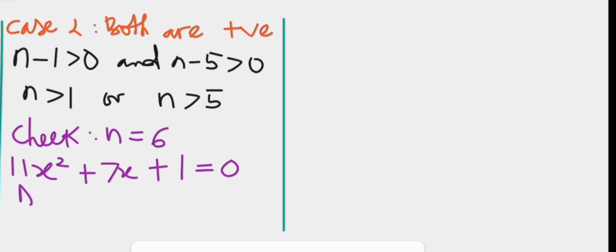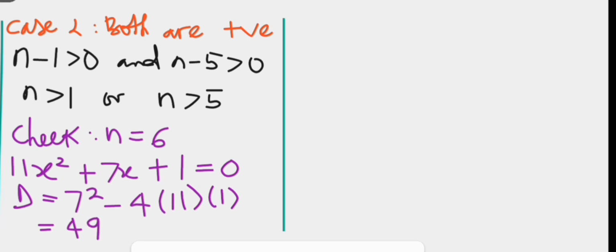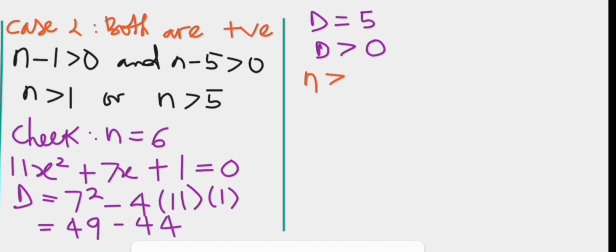Using the discriminant again, the discriminant d is going to be 7 squared minus 4 times 11 times 1, that's 4ac, and that gives 49 minus 44. In this case, d gives a positive 5, which means that d is greater than 0. What this tells us is that n greater than 5 is a valid solution.